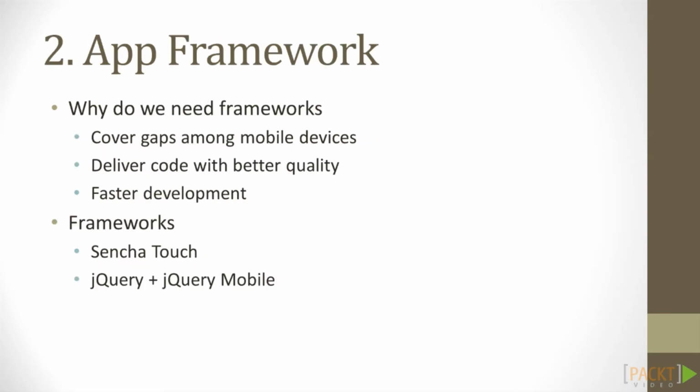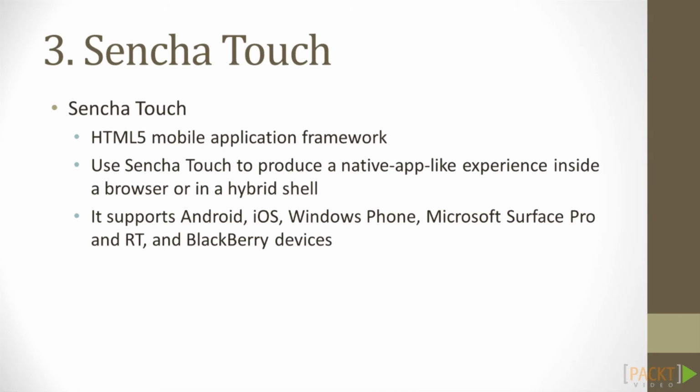To simplify mobile app development, we usually use a framework. Frameworks help a lot with regard to cross-platform functionality, code quality, and development cost. We can use frameworks to develop feature-rich and high-quality apps with little effort. We will introduce two frameworks in this course, Sencha Touch and jQuery Mobile, both of which have very good features. Sencha Touch is a high-performance HTML5 mobile application framework.